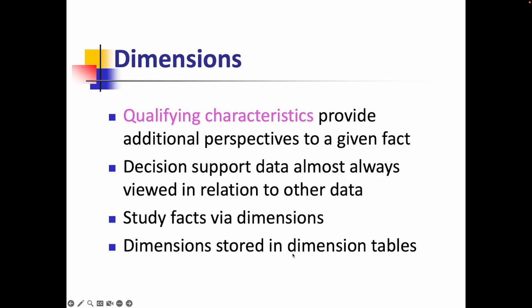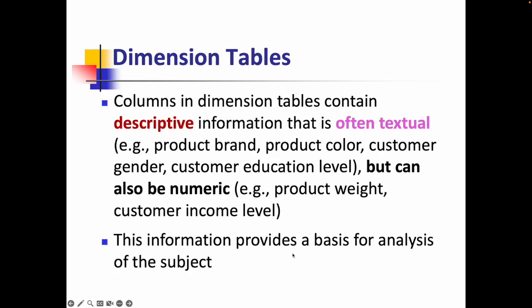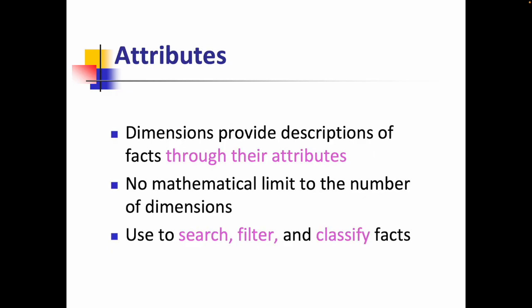Dimensions are stored in dimension tables, like what I showed here. The columns in dimension tables contain descriptive information that is often textual, but not always, so you may also have numerical information. For example, in the product table, you have product name, description, color. These are descriptive or textual information. But you may also have, for example, product weight or price. Those are numerical. And the attributes are the same as what we had before.